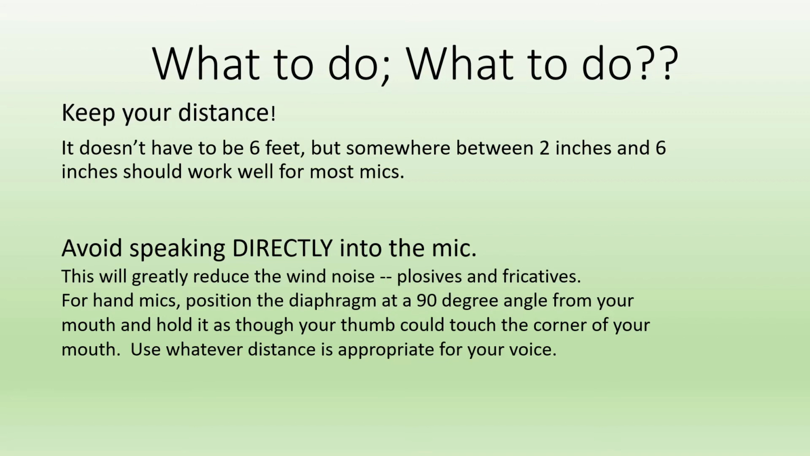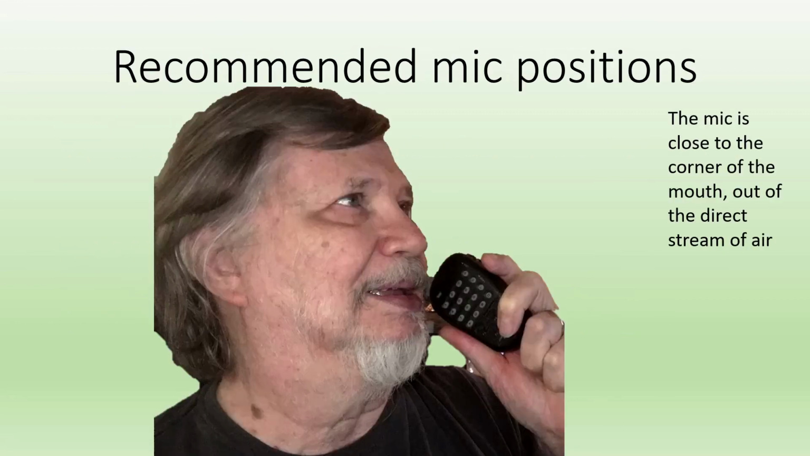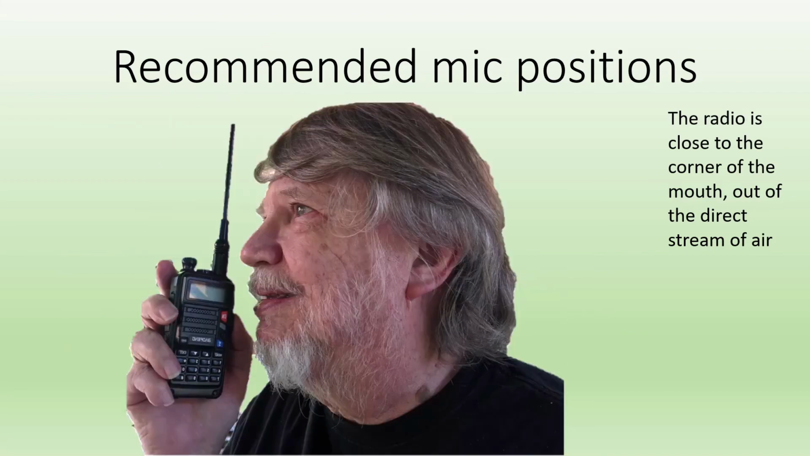For hand mics, position the diaphragm at a 90-degree angle from your mouth and hold it as though your thumb could touch the corner of your mouth. Use whatever distance is appropriate for your voice. In this picture, you can see that the mic is close to the corner of the mouth, but outside the direct stream of air. The same technique with a handheld radio is close to the corner of the mouth, but outside the direct stream.